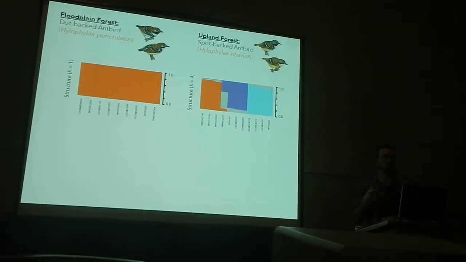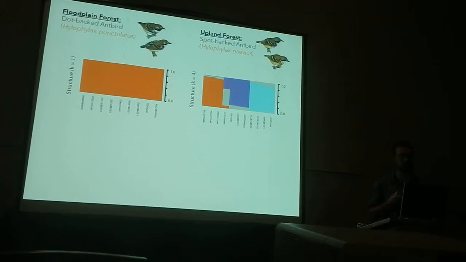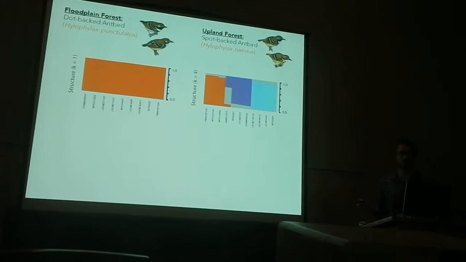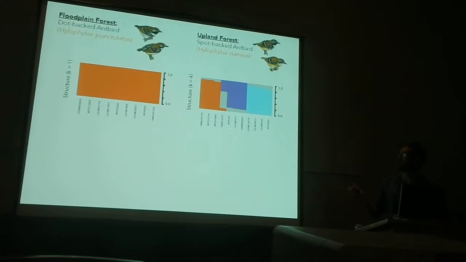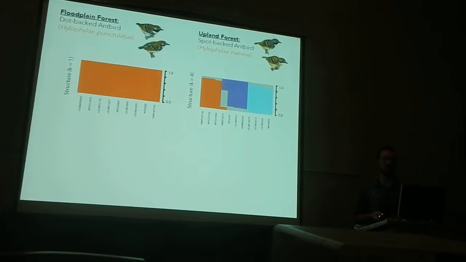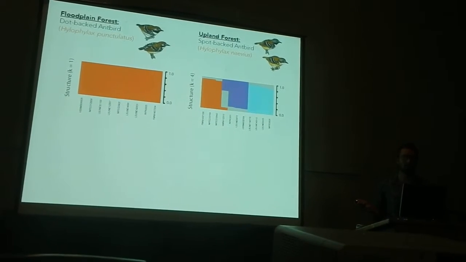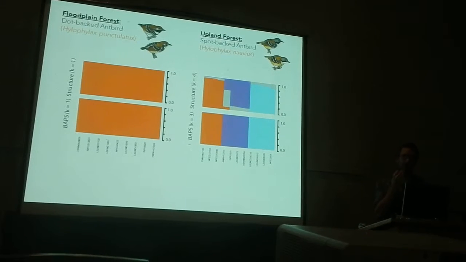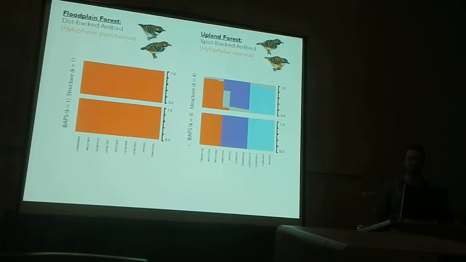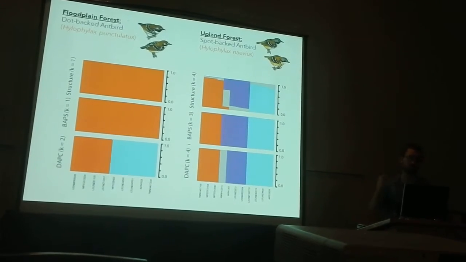We also did some model-based population structure, population clustering and cluster assignment. This is using the program Structure, in which you can see the different colors here indicate that we have 4 populations in the upland forest species, but only 1 in the floodplain forest species. And we also used some similar programs and found similar results with Bayesian analysis of population structure and also discriminant analysis of principal components.